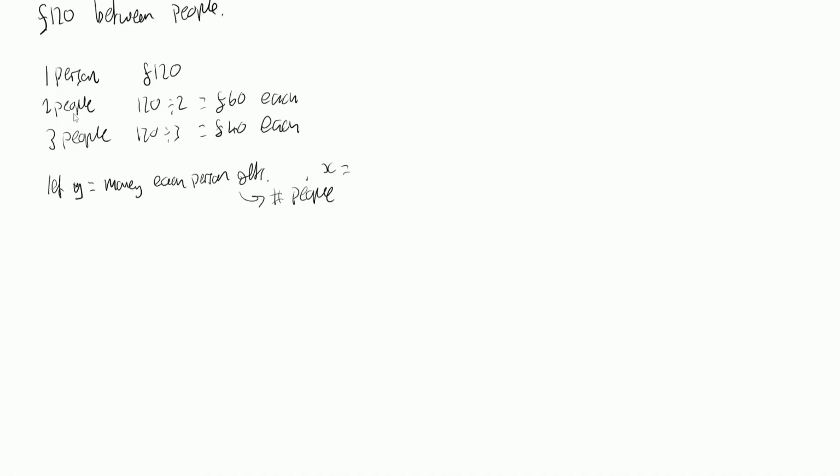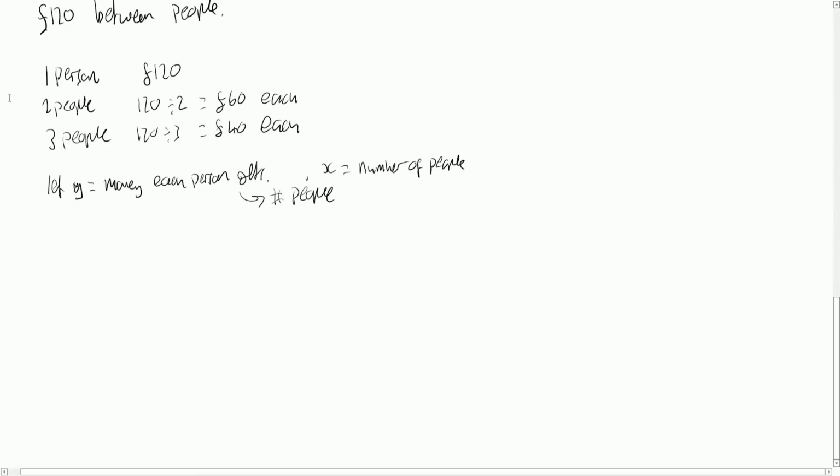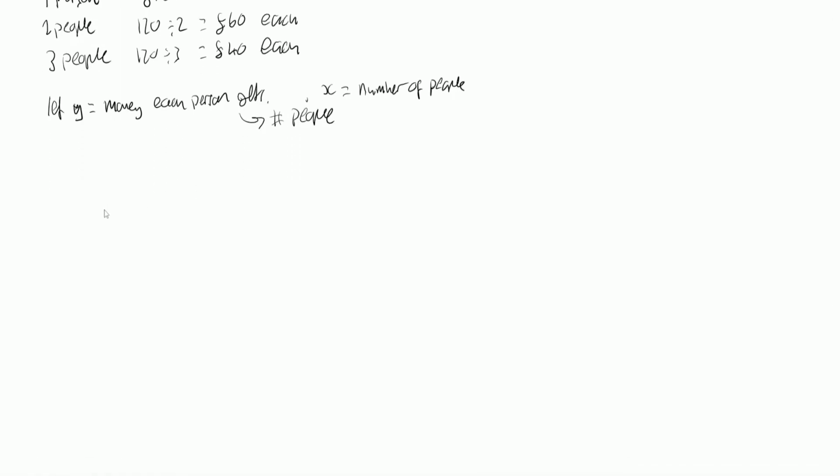And x is going to equal the number of people. And again, this is independent because we're changing the number of people, right? So we're changing the number of people, which then changes the money each person gets. So this value here is independent because we're changing it, and y is dependent because it changes based on the number of people. So now we can write this out as an equation. So we have y equals 120 divided by x.